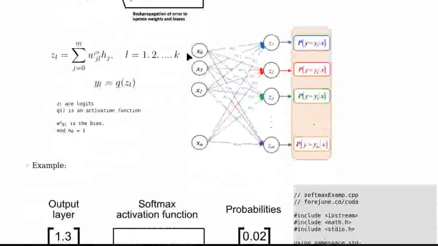Or you can refer to this diagram. Given a set of inputs, with a set of weights, we produce the logit CL. And then the activation function will calculate the probability for a given logit. That means you produce the probability of y equals YL given x, this x pattern.